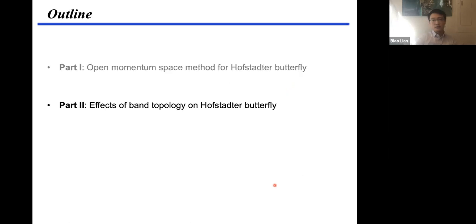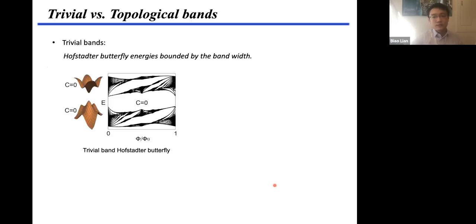Okay, let me now move to part 2. This is a different topic, but there is also some relation to the momentum space dual picture I just mentioned, as I'll mention for the twisted graphene case.